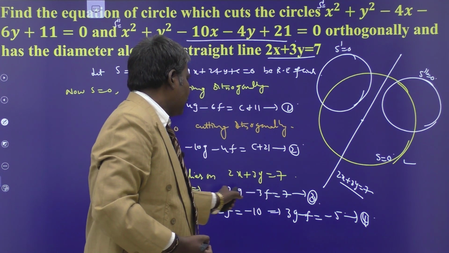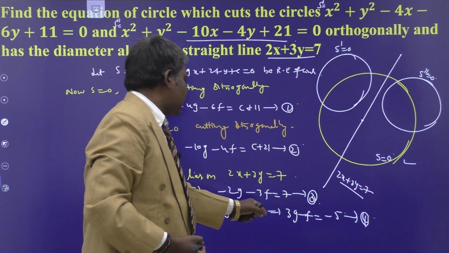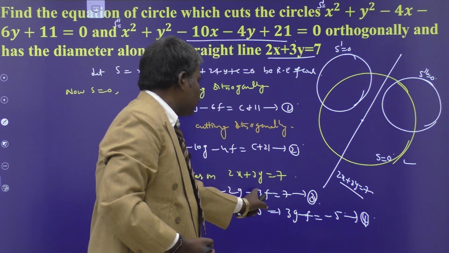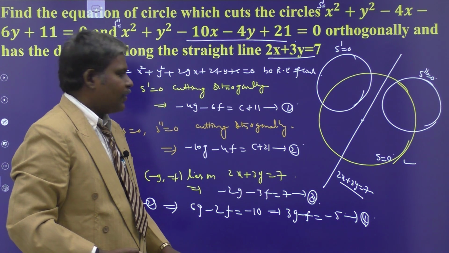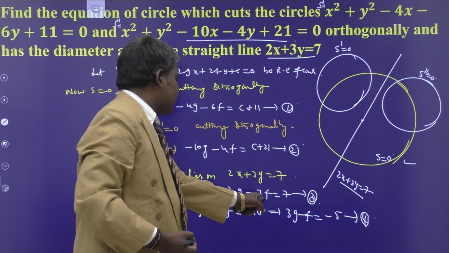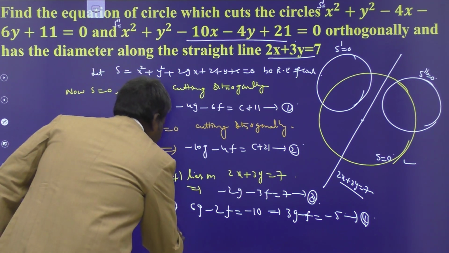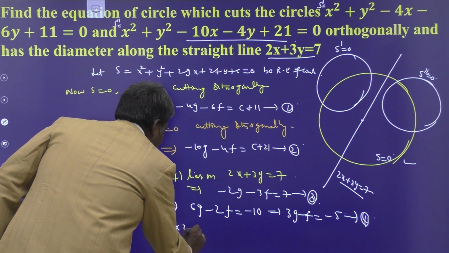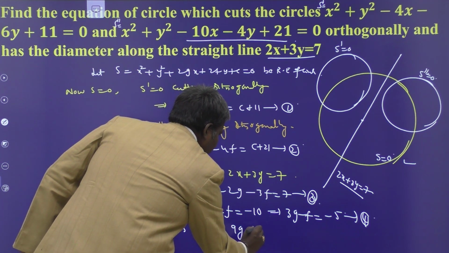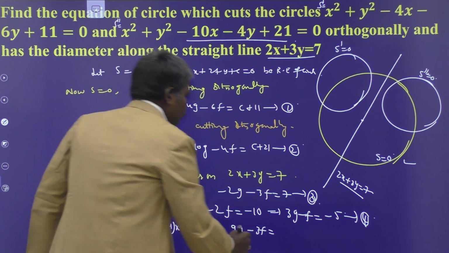Already 3 is there. It is a pure equation in f comma g. It is also pure in f comma g. Now we are going to solve these two equations to get the values of f and g. Now I am going to multiply the fourth equation by 3 itself. Multiplied the fourth equation by 3 itself, what we are getting? 9g minus 3f is equal to minus 15.